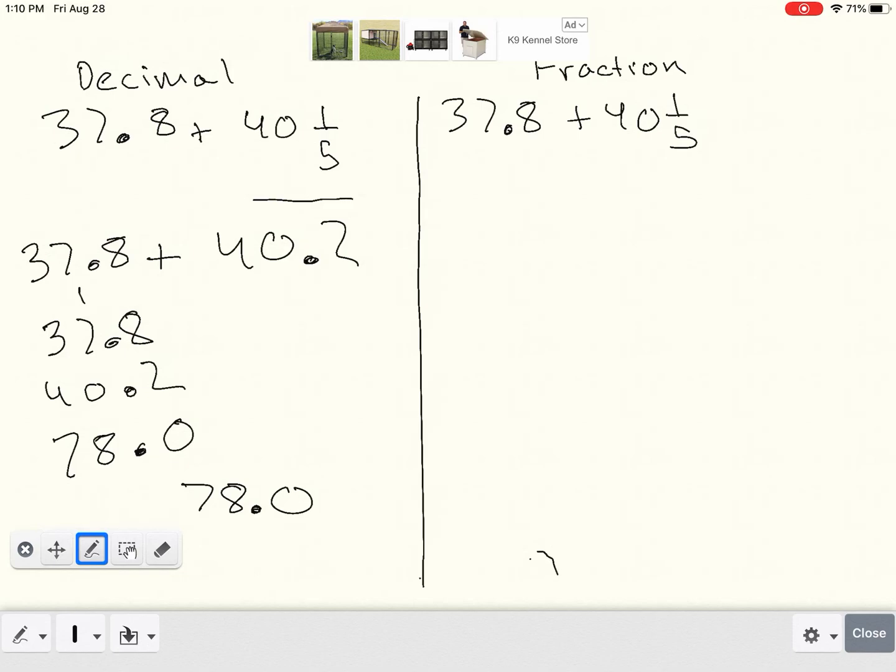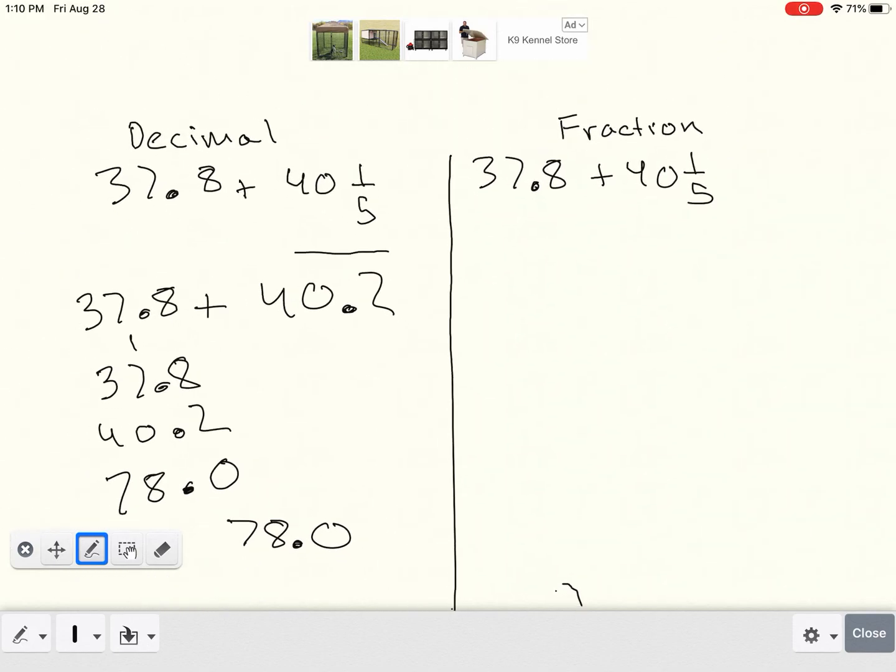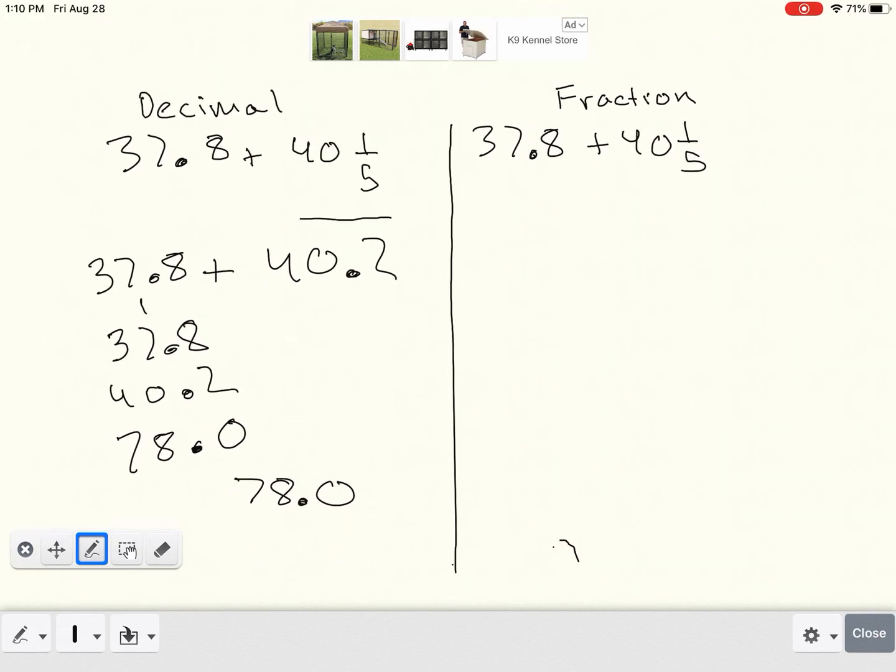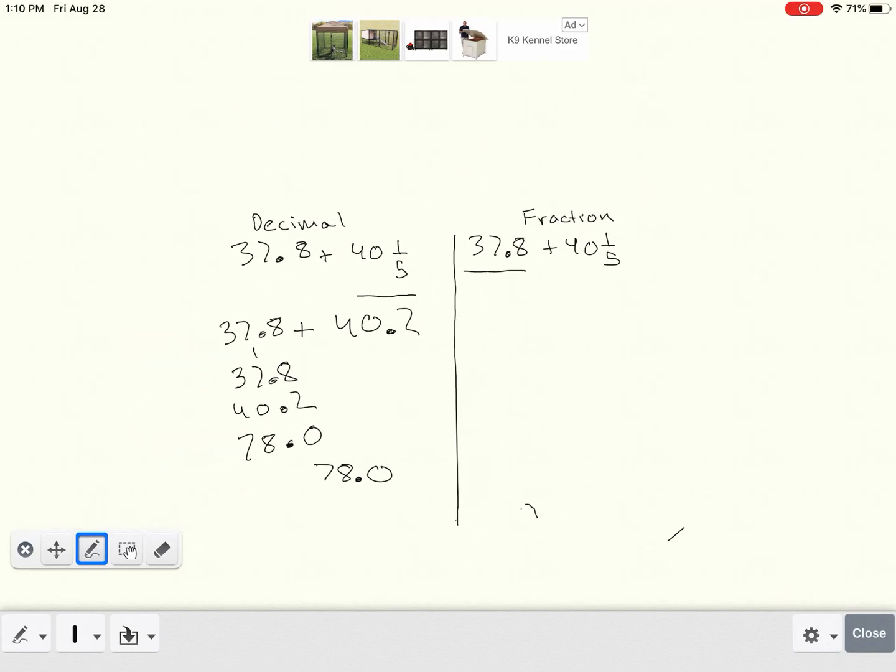Awesome. Alrighty, so now let's solve this using only fractions, all right? So if we start with 37.8 plus 40 and 1/5, we're going to need to convert this 37.8 into a fraction. So the best way to do that is let's remember what this says. This is 37 and 8/10, right? So how can we write 8/10? Well, we can write 37.8 is equal to 37 and 8/10, because all we're saying is it has 8/10.